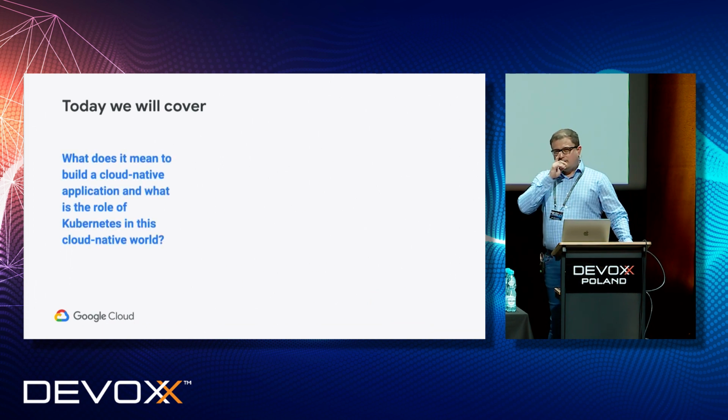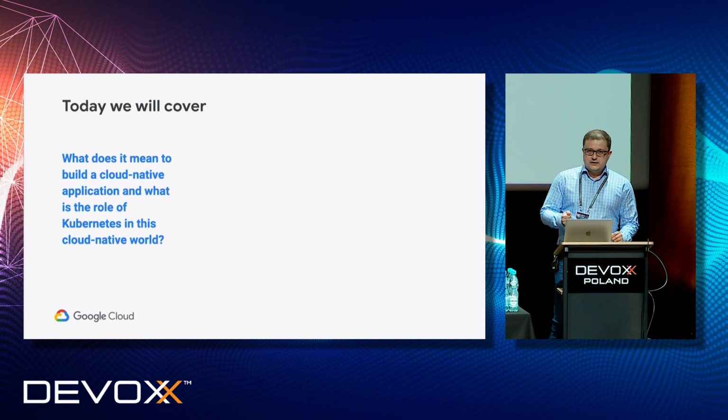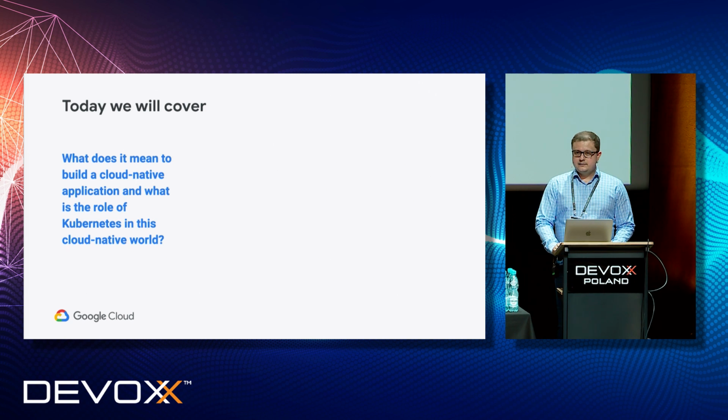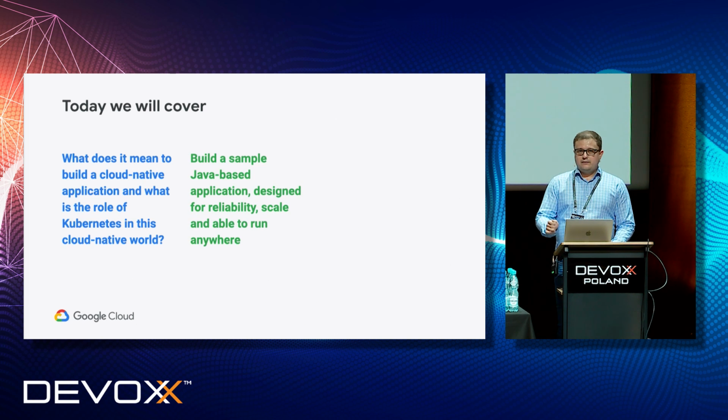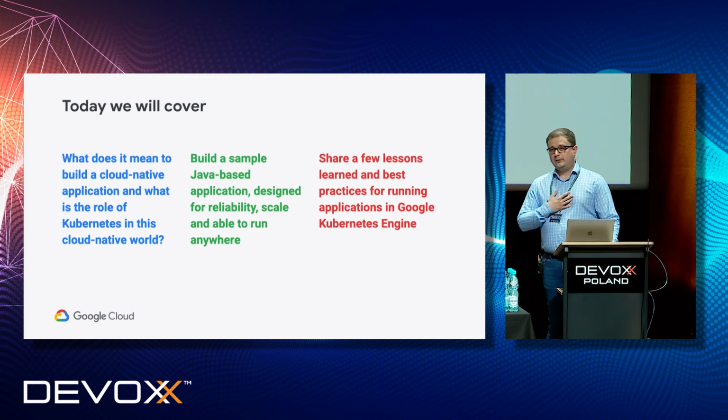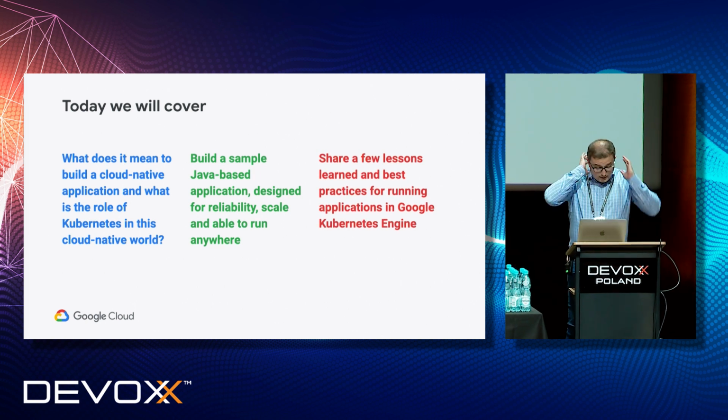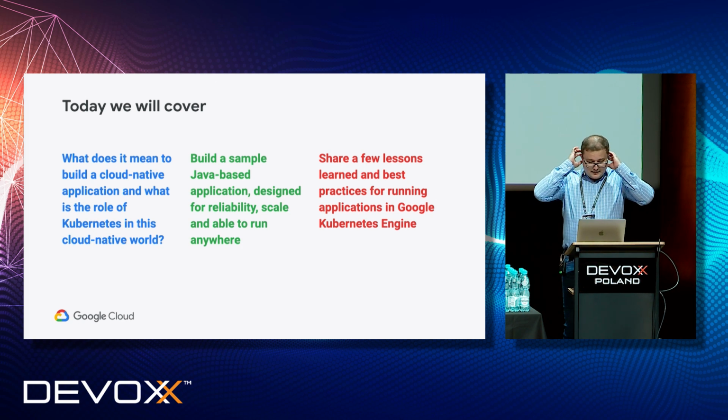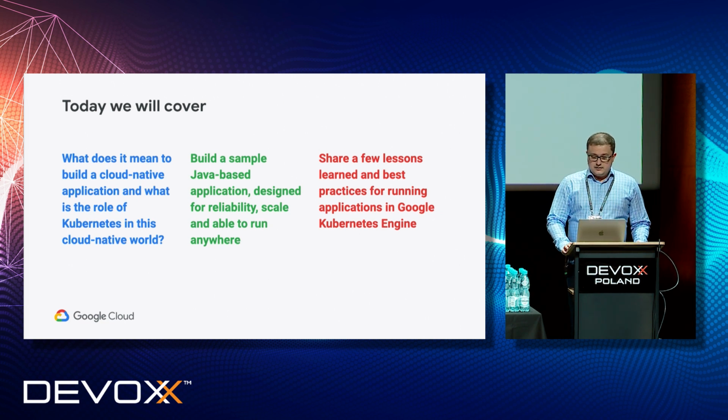So what we are going to cover today is basically, we'll try to understand what cloud-native applications are and what is the role of Kubernetes in delivering those cloud-native applications. We'll also build a sample Java-based web application that is designed for reliability, for scale, and be able to run anywhere. And I'm going to share a few lessons learned and best practices that I tried to discover over time, and specifically for running applications in Google Kubernetes Engine.